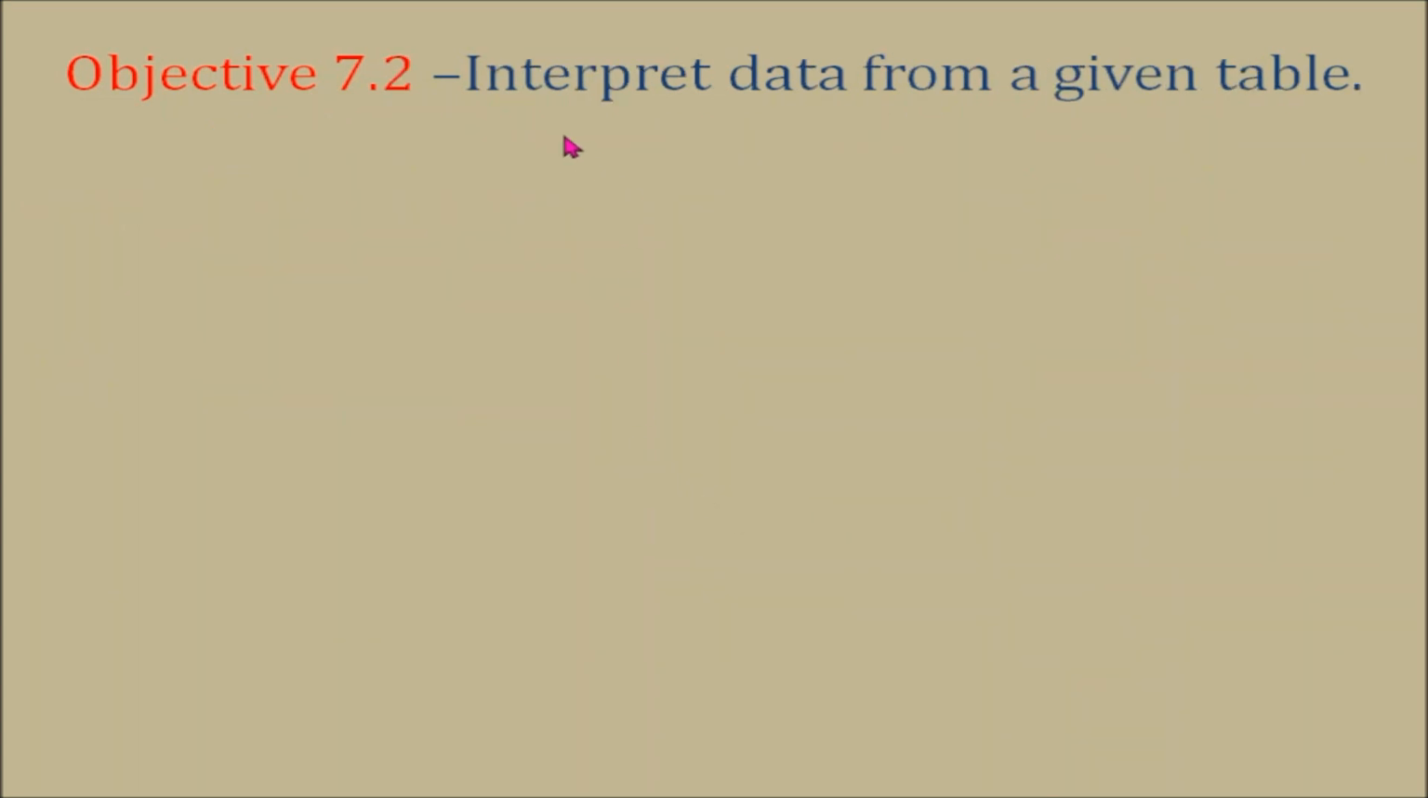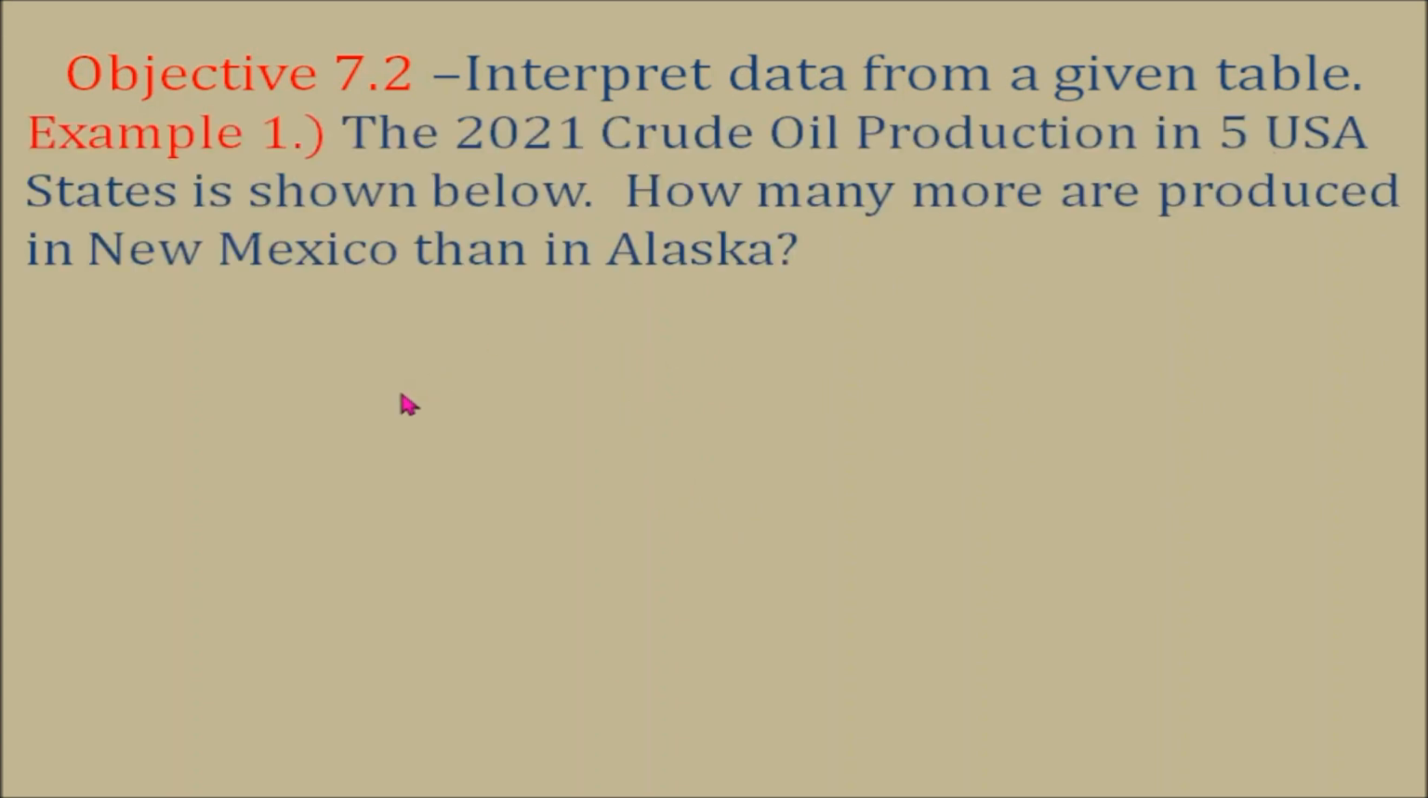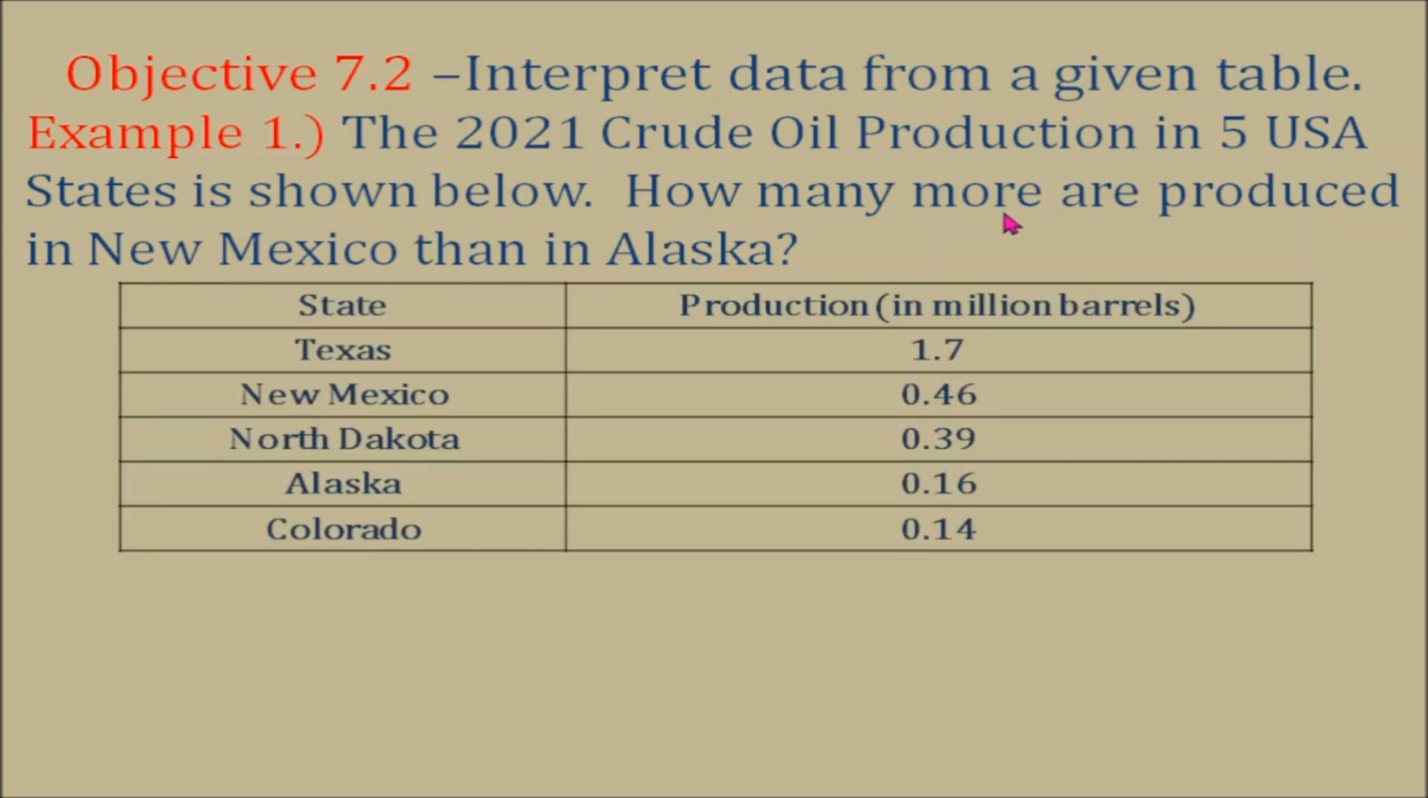Objective number 2. Interpret data from a given table. Example number 1. The 2021 crude oil production in 5 USA states is shown below. How many more are produced in New Mexico than in Alaska? So we have here the name of the states and then the production in million barrels. So for New Mexico it's 0.46, and for Alaska it's 0.16.